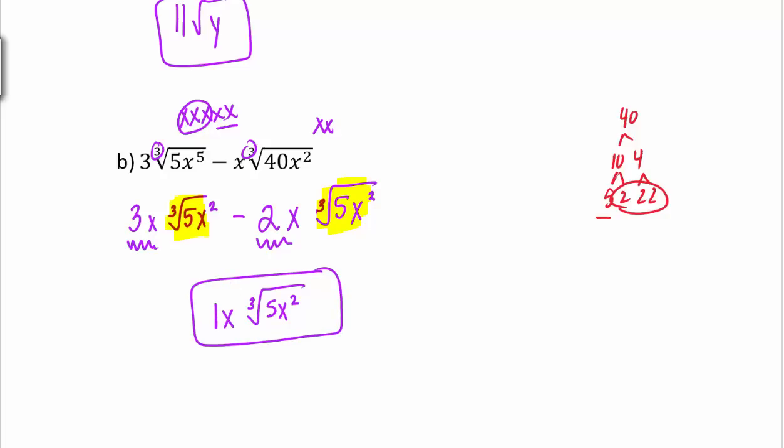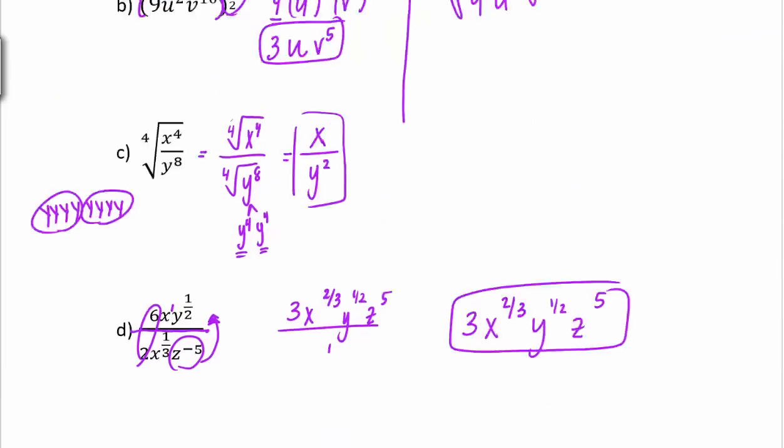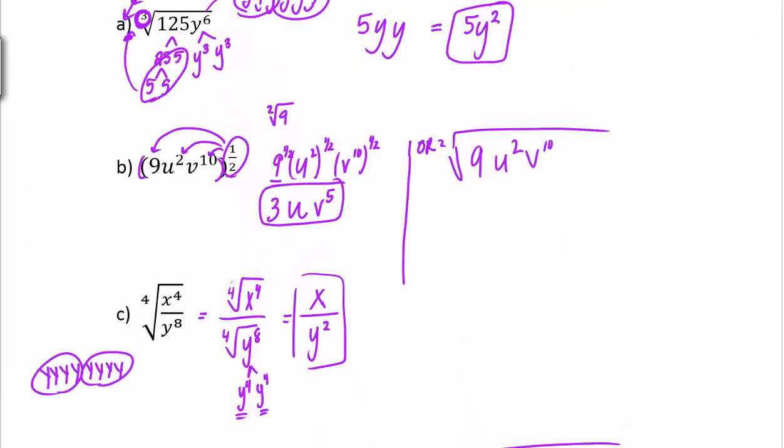So it looks like I am going to quickly go through this last problem with you. So just another reminder on how to do this. I'm looking for 2 of a kind. So 9 is 3 times 3. 3 comes on the outside. U squared, 2 goes into 2 1 time. And then I've got v to the 10th. 2 goes into 10 5 times. And it's a good thing we have the exact same answer.